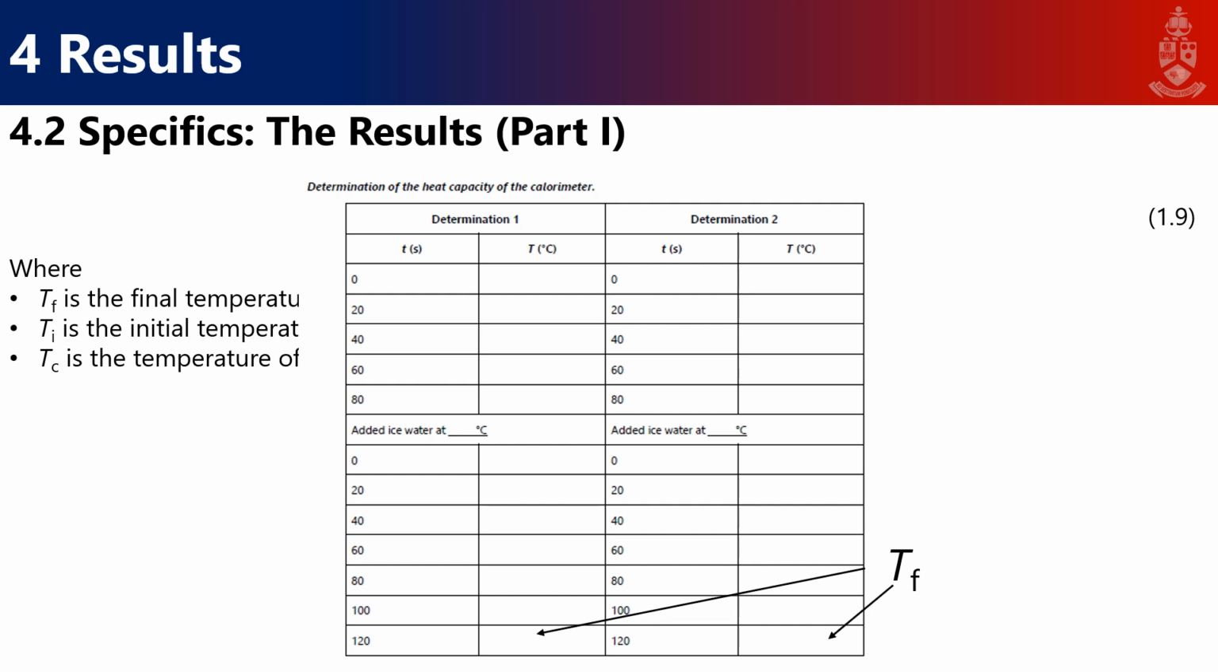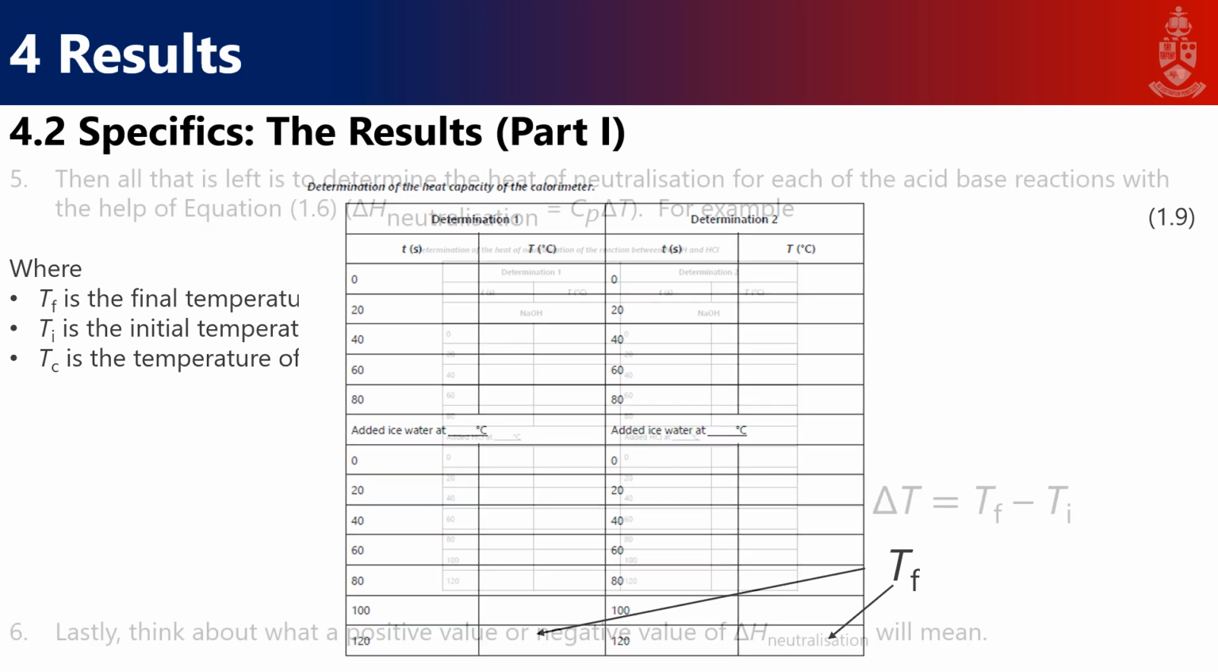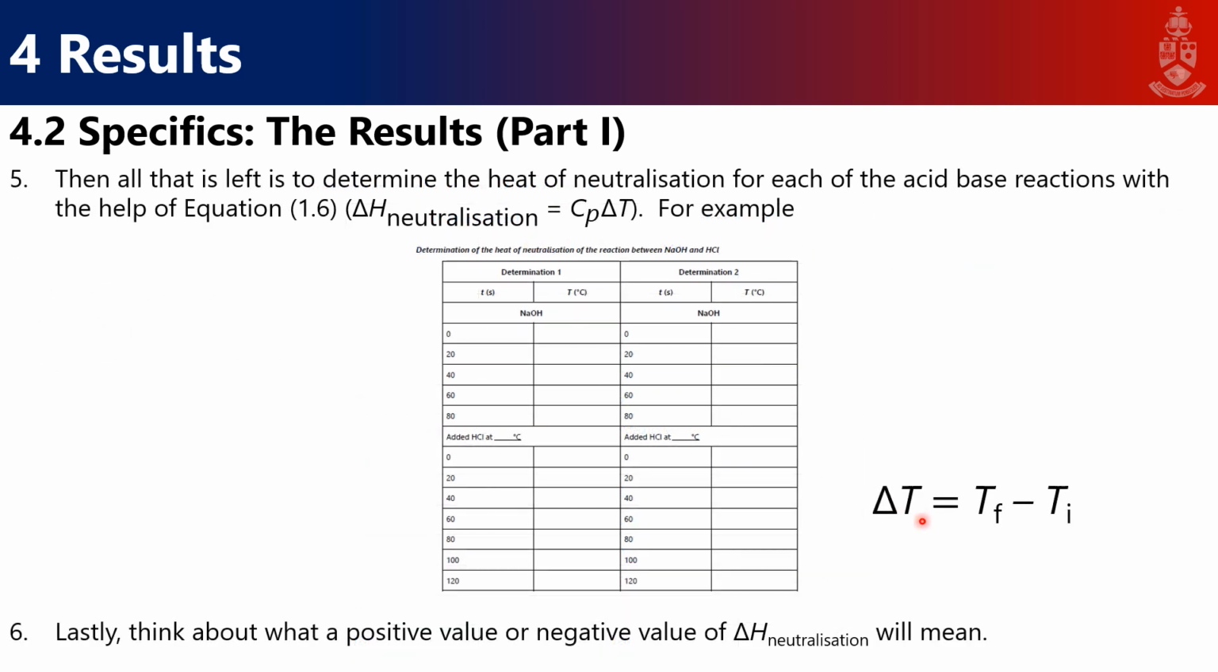But to use equation 1.6, which was Cp delta T, we still need delta T. To calculate delta T, we need a T final and a T initial. The T initial is of course the calorimeter's initial temperature, the initial temperature of the contents. So the Tc of equation 1.9 is the Ti you use in equation 1.6, the values that come in these blocks. And our T final is the same T final as we use in equation 1.9. That then gives us the heat of neutralization.